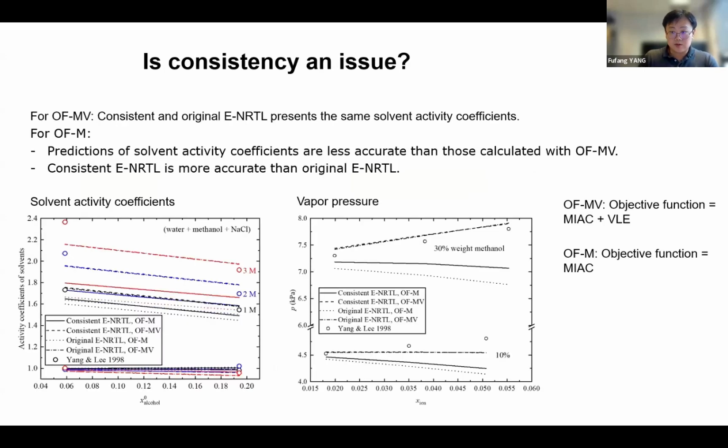And then we compare the results. So we wanted to check if this consistency was really a problem. So we compared the consistent version and the original version of the electrolyte NRTL with different objective functions. In one of the models, we used just the mean ionic activity coefficient as the objective function, and in the other approach, we used both properties. And we find that when both properties are used, this is actually not that important. But when we only use one of the properties, then the prediction for VLE is more accurate with the consistent version of the model.